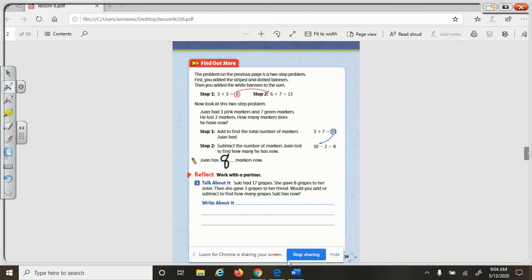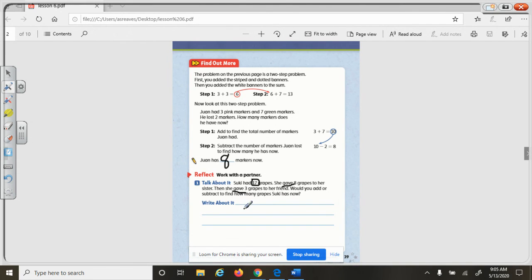At the bottom, you have a problem that you are going to solve. Suki had 17 grapes. She gave 8 grapes to her sister. She gave 3 grapes to her friend. Would you add or subtract to find out how many grapes Suki has now? So we have 17 as our whole number. If she is giving grapes away, we know that her number is getting smaller. And when our numbers get smaller, we know that we have to subtract.